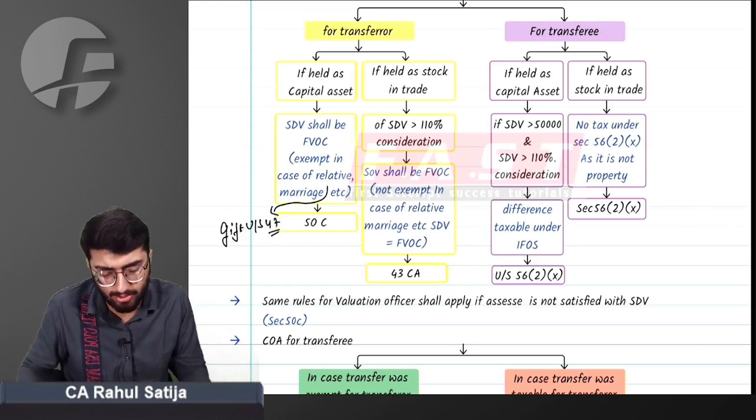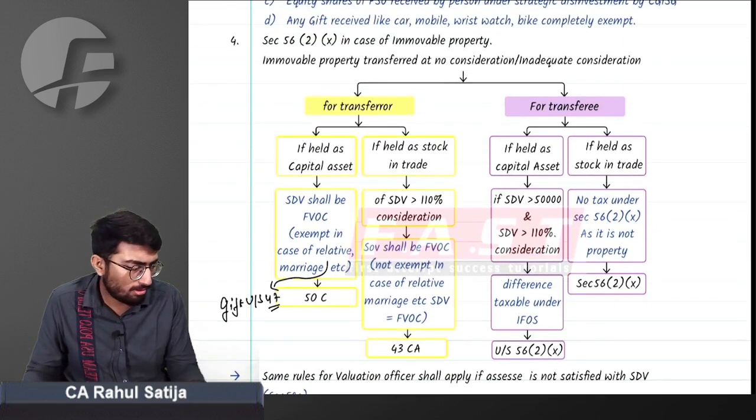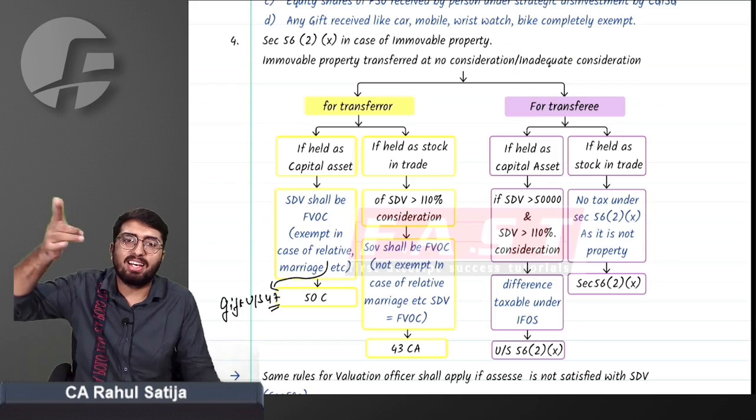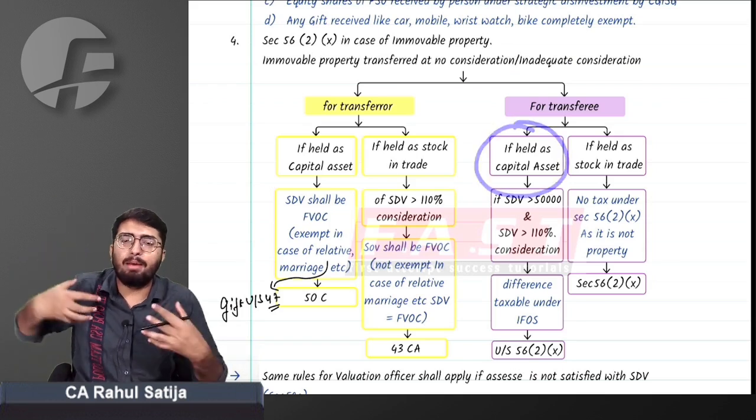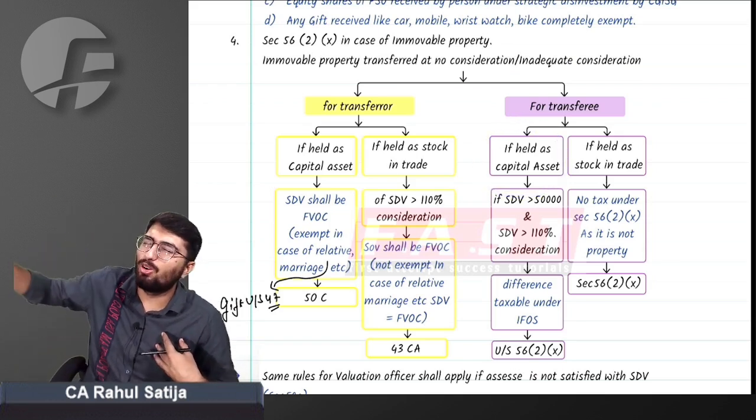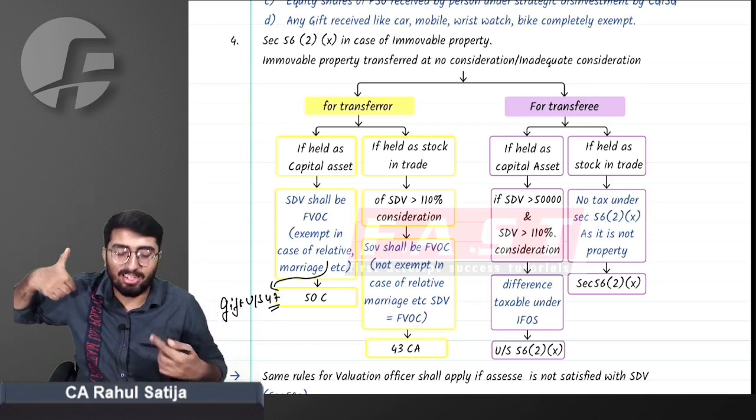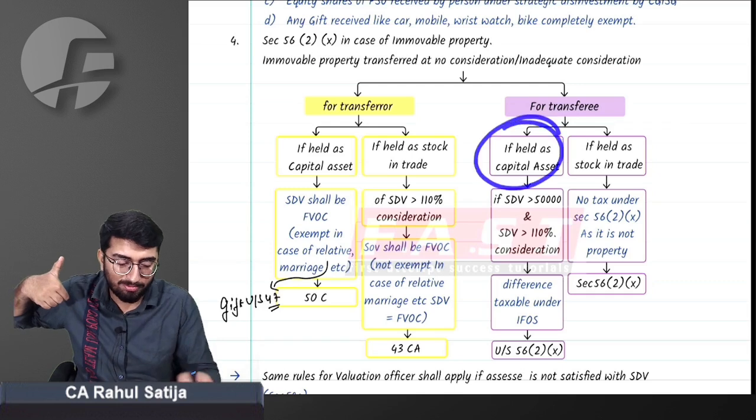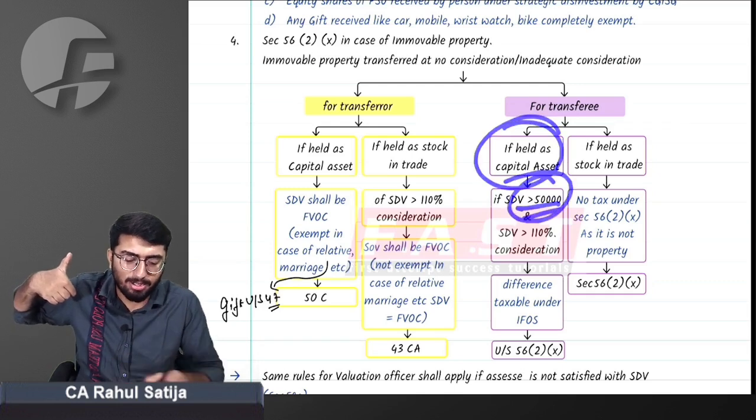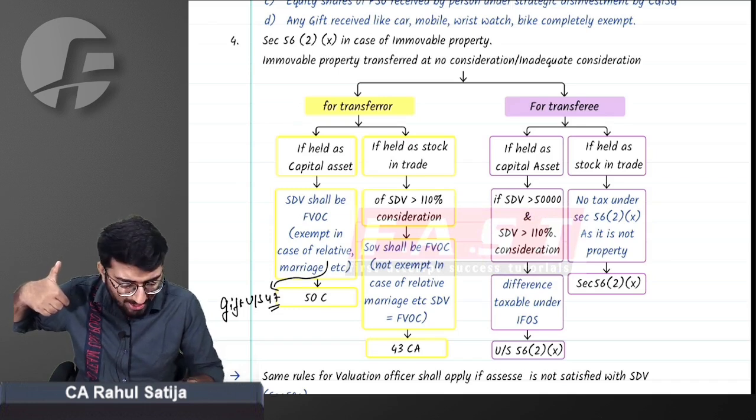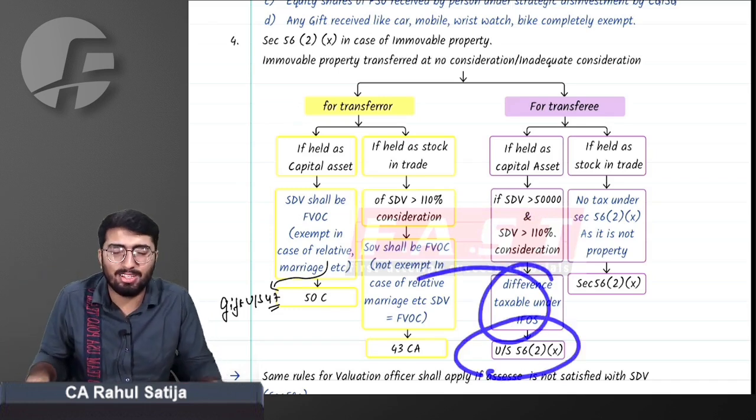Yes, sir, we did understand what you are saying. Sir, what about the recipient? If such asset is held as a capital asset, for example, Shraddha, the recipient of the gift, holds such asset as a capital asset, what will happen? She will be chargeable to gift under section 56(2)(x). If SDV is greater than 110% of consideration, in that case, the difference will be taxable under section 56(2)(x).